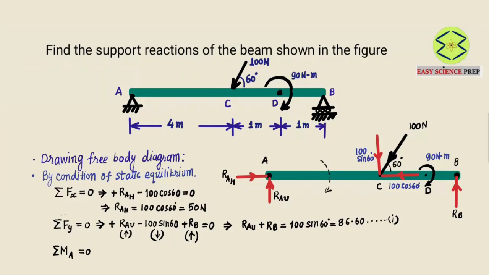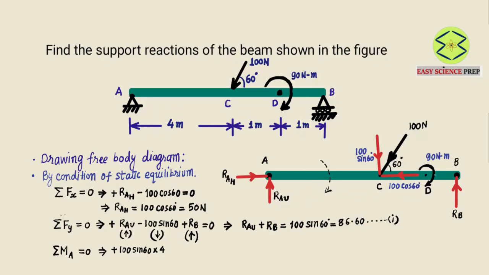So the moment of 100 sin 60 would be 100 sin 60 into length AC. Length AC is nothing but 4 meters, as shown here. You can see in the diagram. So it is going to give you a positive moment, plus 100 sin 60 into 4. Next, this 100 cos 60 is going to pass through the same point A. The line of action of 100 cos 60 is passing through point A. Therefore, the moment of 100 cos 60 would be 0. So only the moment of 100 sin 60 would act.